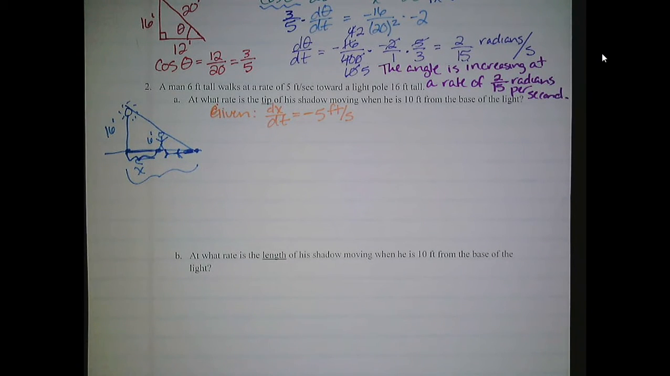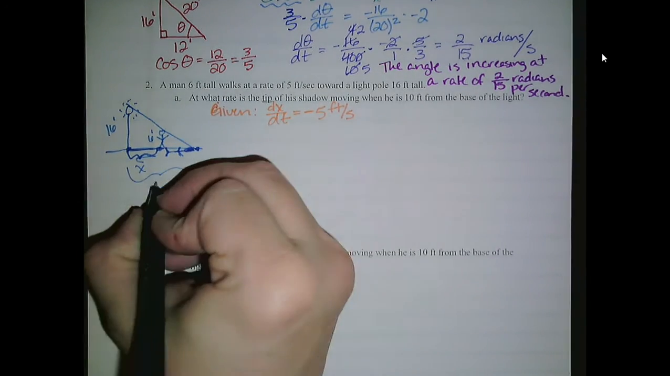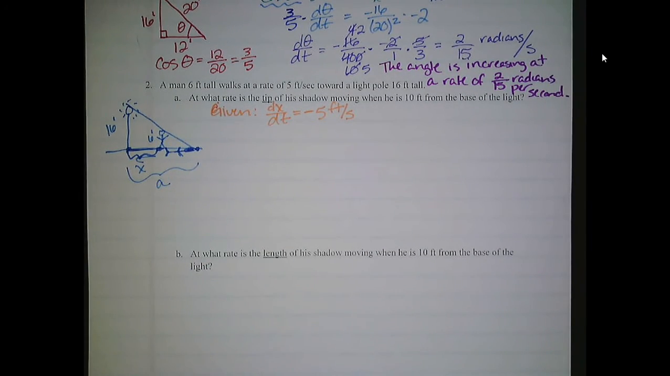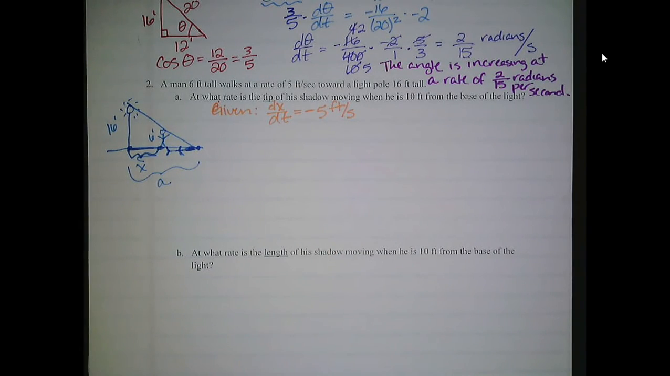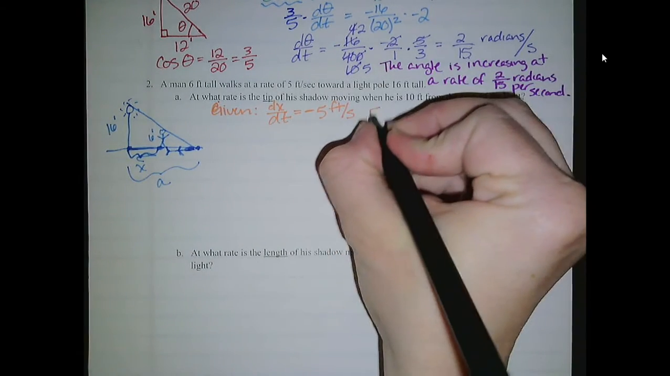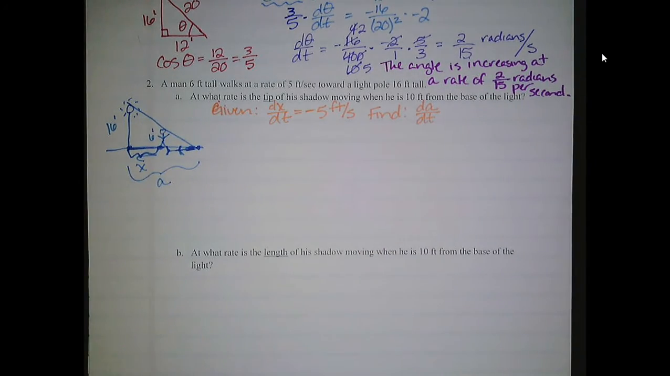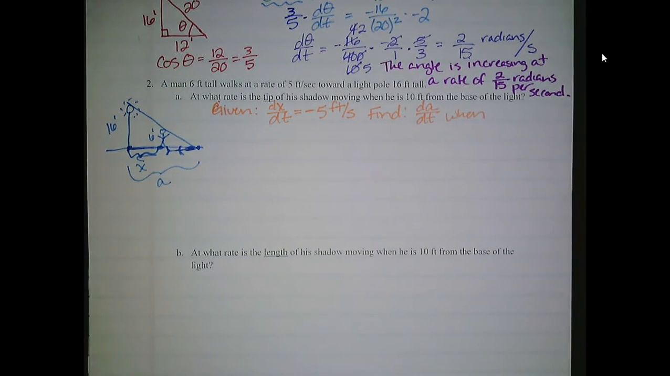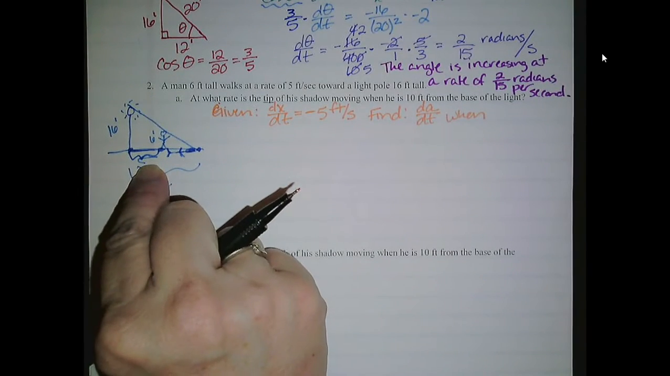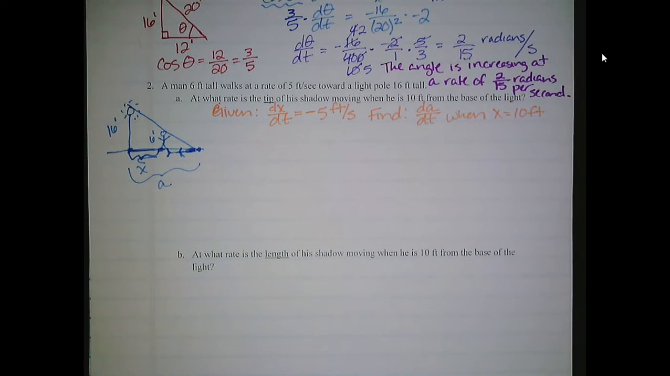So I'm going to call the distance from the tip of his shadow to the light pole A. We want to find how fast this is changing, because that'll tell us how fast the tip of his shadow is moving. We want to find dA/dt. And specifically, we want to find that when he is 10 feet from the base of the light. So x is how far he is from the base of the light, and we want it when x equals 10 feet.